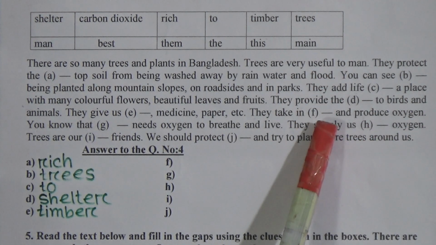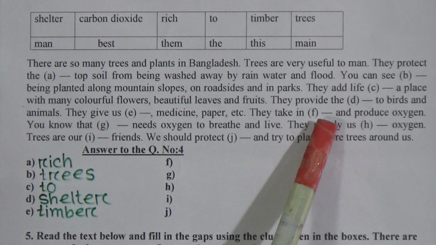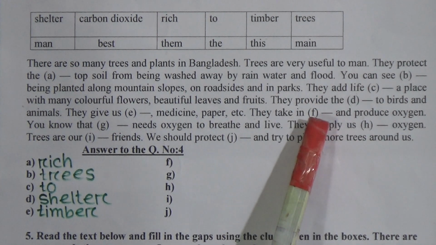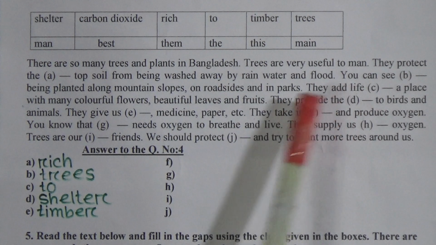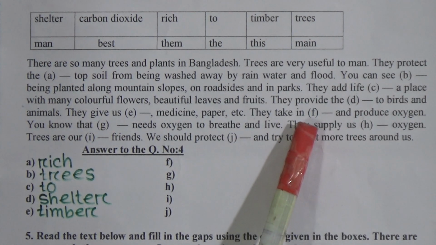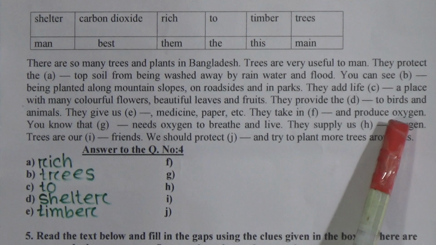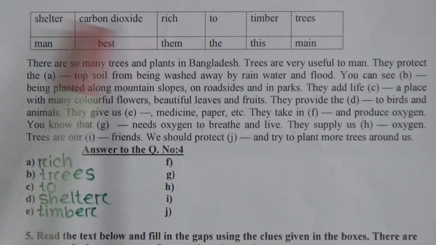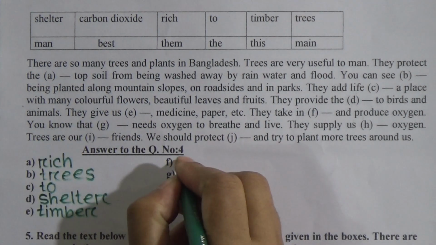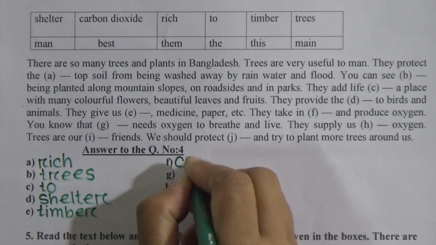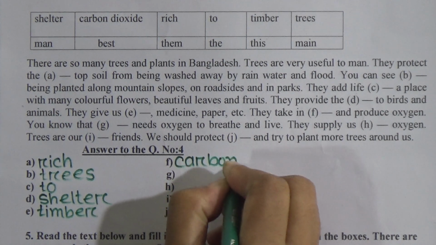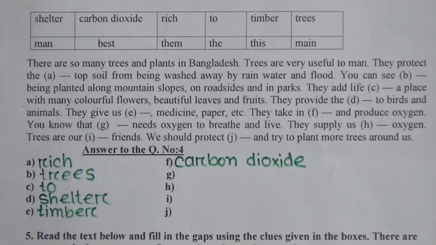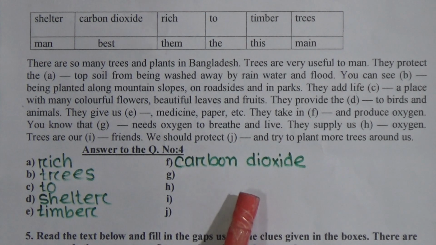And now for number F, the sentence is they take in dash and produce oxygen. So students, do you know what does the tree take and what they produce? Yes, they take carbon dioxide and produce oxygen. Trees usually take carbon dioxide and give us oxygen. So in number F, we have to write carbon dioxide. C-A-R-B-O-N D-I-O-X-I-D-E. Carbon dioxide for number F.